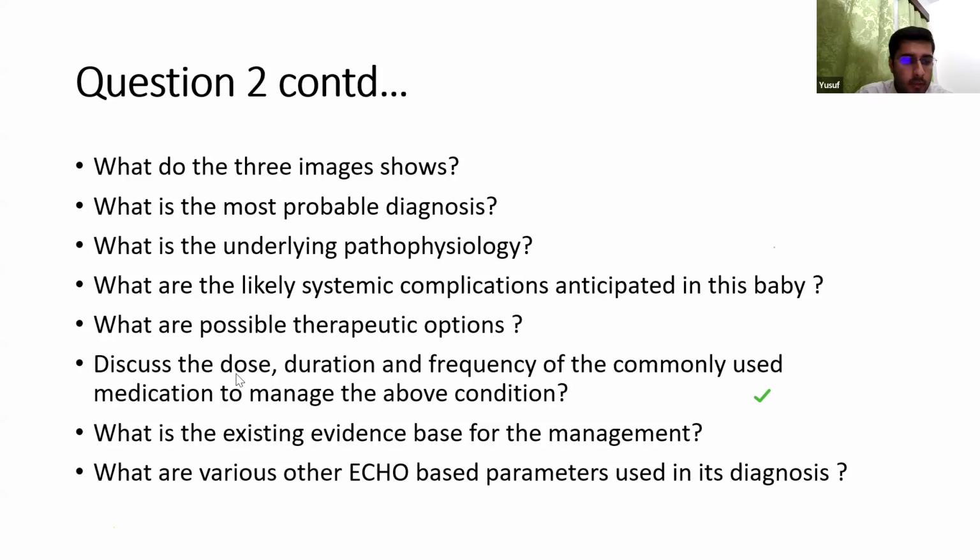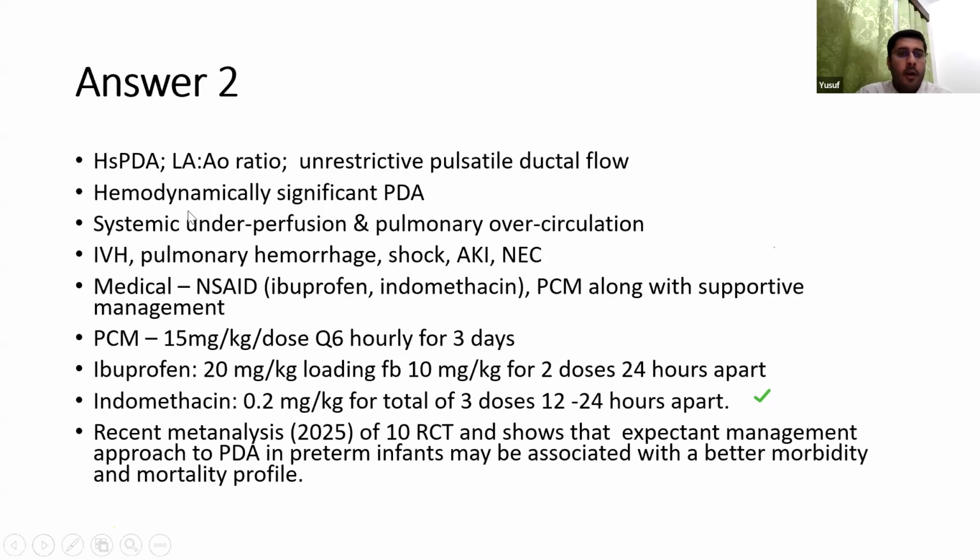So let's just move to the next slide. So paracetamol is given as 15 mg per kg per dose every 6 hours for a total duration of 3 days. Ibuprofen has a high dose as well as a low dose. But as per the recent Cochrane evidence, the most efficacious is the high dose ibuprofen, which is 20 mg per kg loading followed by 10 mg per kg for 2 days, 24 hours apart.